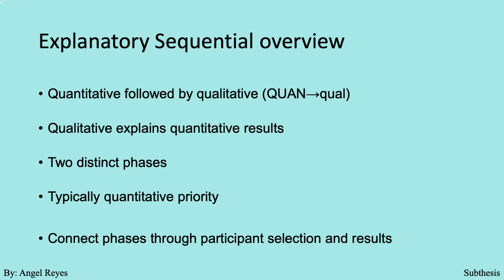The explanatory sequential design begins with quantitative data collection and analysis, followed by a qualitative phase designed to explain or expand upon those results. This design is structured into two distinct phases, often giving priority to the quantitative method. A key feature is the connection between phases. Results from the quant phase often guide participant selection or shape qualitative questions. This makes the qual phase targeted and responsive, deepening the understanding of initial findings.